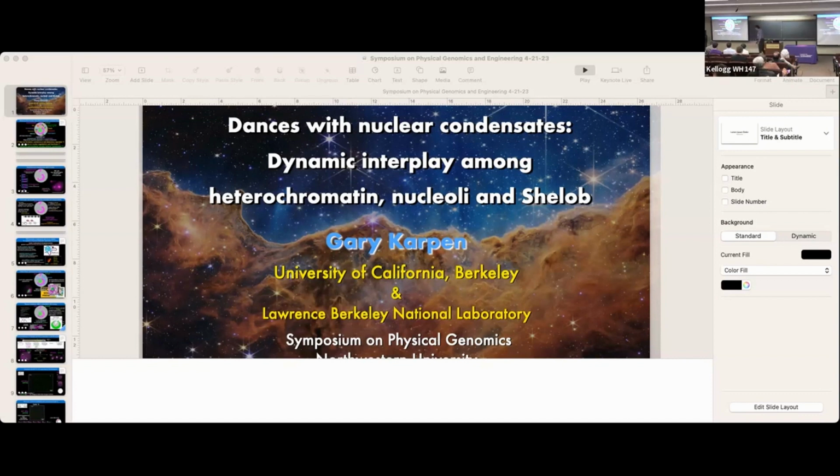Now, most, if not all of these, are membraneless. The only membrane in this picture is the nuclear membrane. All of them are membraneless, and most, if not all of them, behave as liquid-like, what we like to call biocondensates. And Claudia gave you an introduction to phase separation. Likely these are formed by phase separation or similar mechanisms.